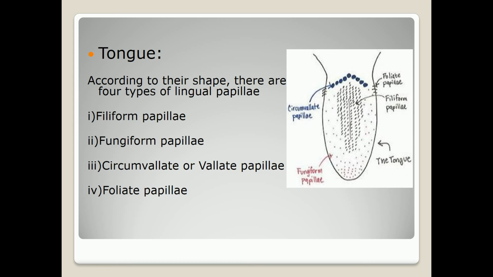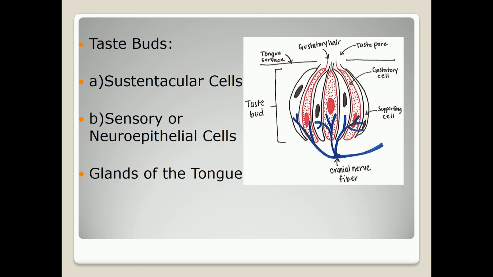Then foliate papillae, actually the last one, are at the posterior lateral border of the tongue. These are folds of mucous membrane which are rudimentary in man, but well developed in other animals like the rabbit. They have deep parallel folds like the pages in a book. And then next, taste buds.